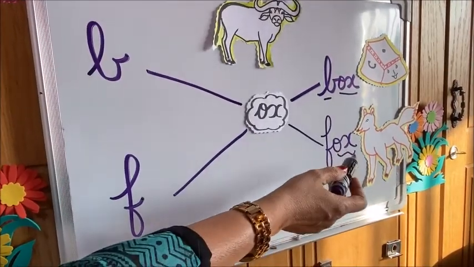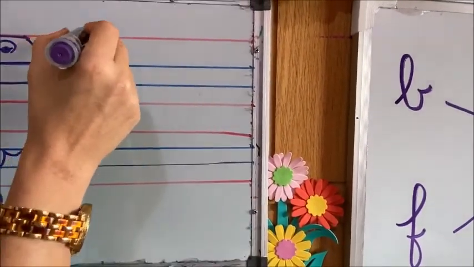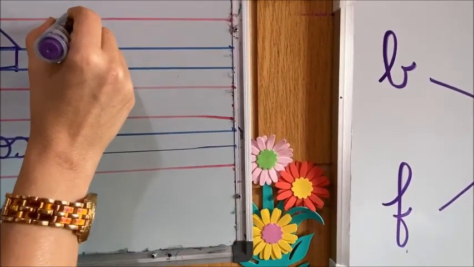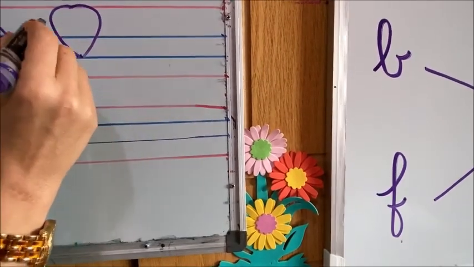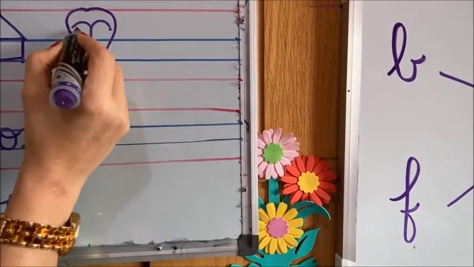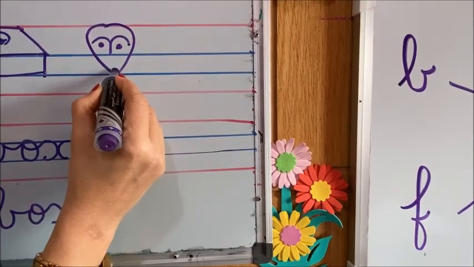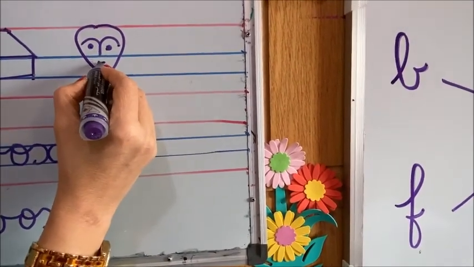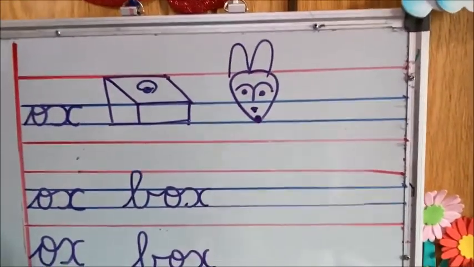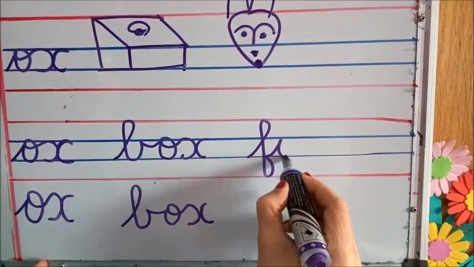Now we have the next one, that is fox. It is very difficult for you to draw this fox. So I'll just show you how to draw the fox in an easy way. You can draw only the head of the fox. First you make like this. You make like this. Then you make like this and like this. Then you make two eyes here. And you make its nose like this. And like this. Two big ears. Fox. Yeah? F is the first letter. Ox is the family.